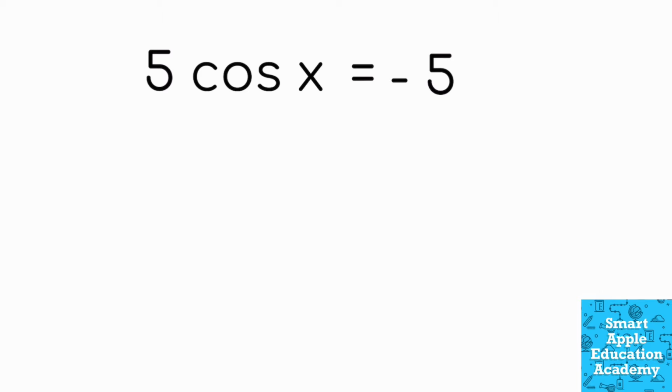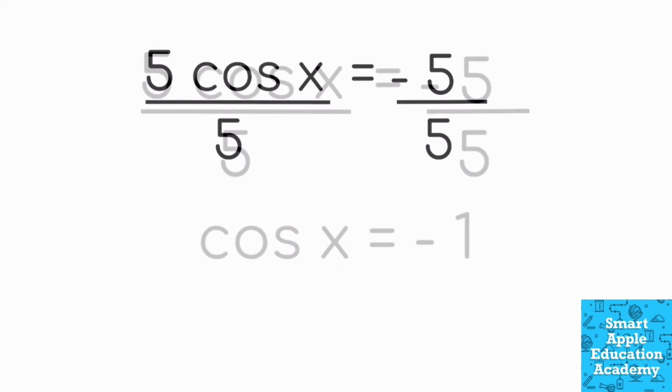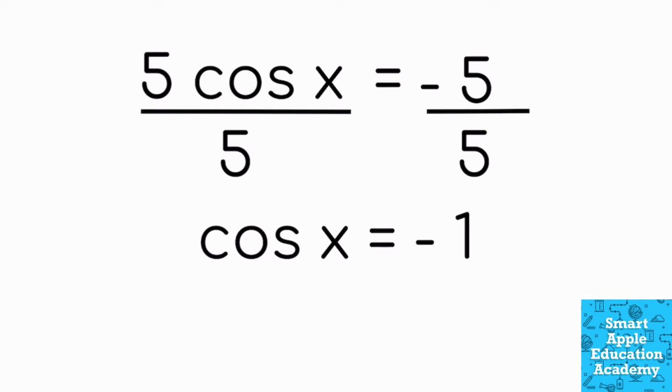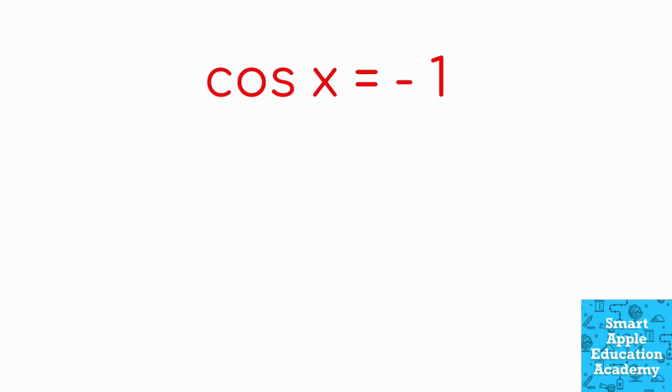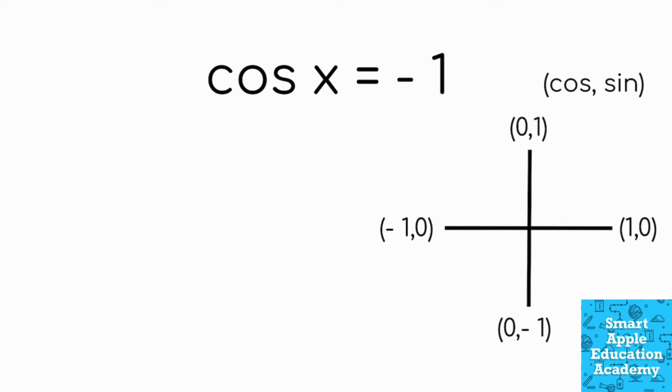So what's the next step that we can take? Well, remember we're trying to solve for x, so we should isolate cosine x on one side. So to get rid of the 5 that's attached to the cosine x, we can divide by 5 on both sides. As you can see, both sides are now being divided by 5. So 5 cosine x divided by 5 is cosine x, and negative 5 divided by 5 is negative 1. So now we have cosine x equals negative 1. Now as you can see, cosine x equals negative 1 is rewritten at the top. So the cosine of x equals negative 1.